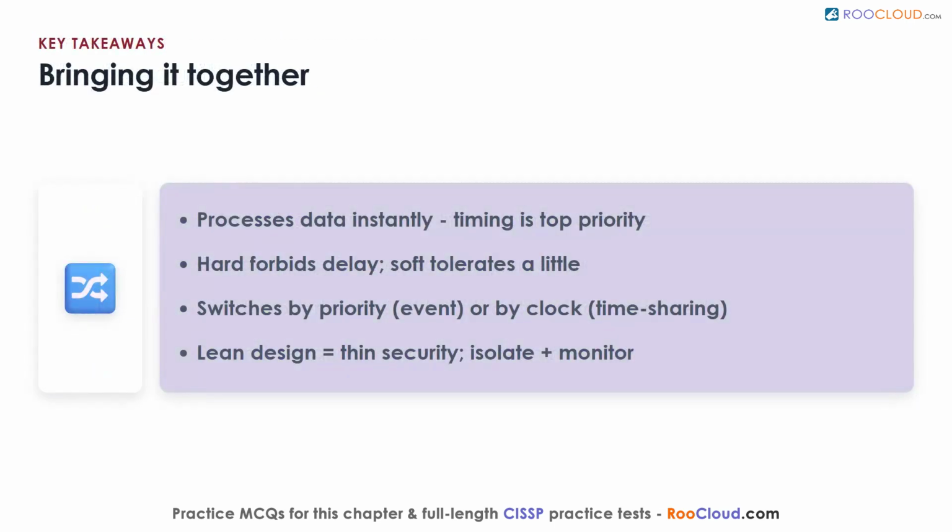So let's bring it together. A real-time operating system processes data the instant it arrives, with timing as its top priority. Hard real-time forbids delay where safety is on the line, while soft real-time tolerates a little slack. It switches tasks by priority when event-driven, or by the clock when time-sharing. Its lean, purpose-built design leaves scarce room for security, so you isolate it and monitor its traffic. Respect the timing and guard the gaps that speed leaves behind.